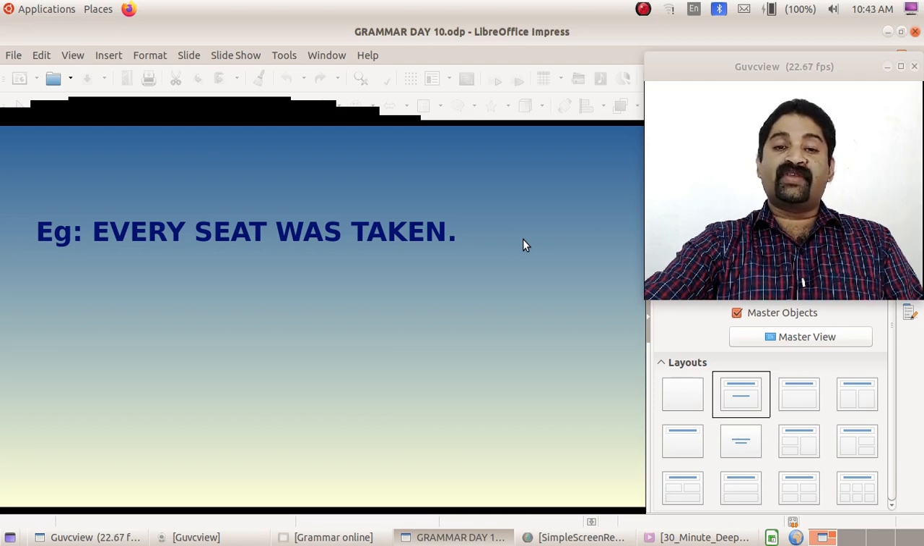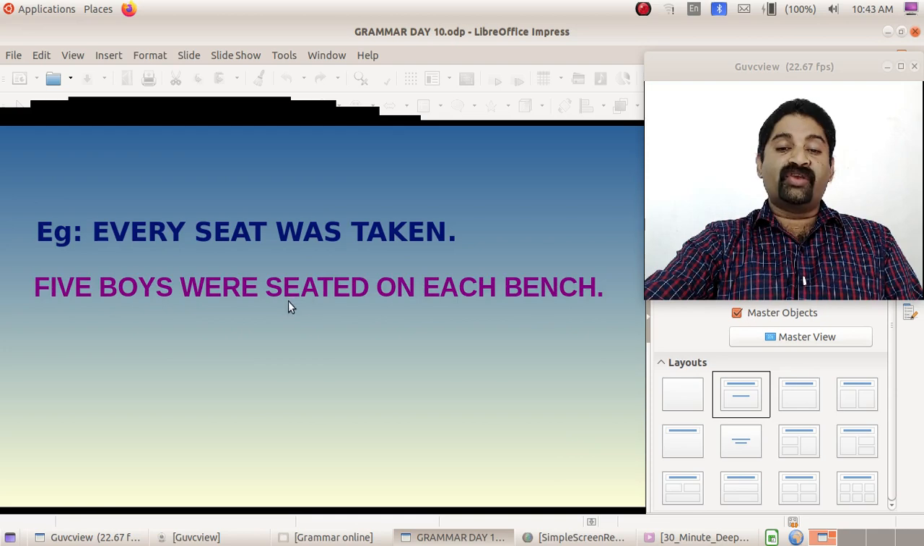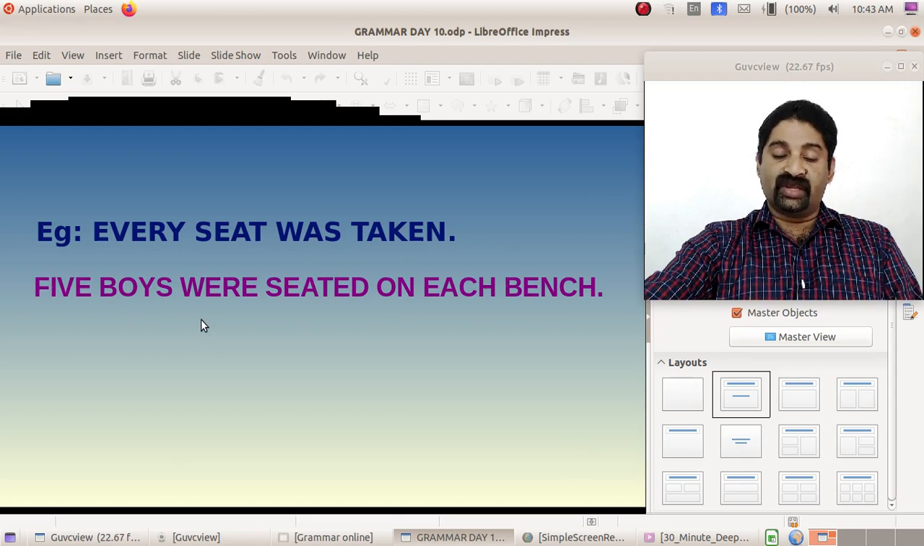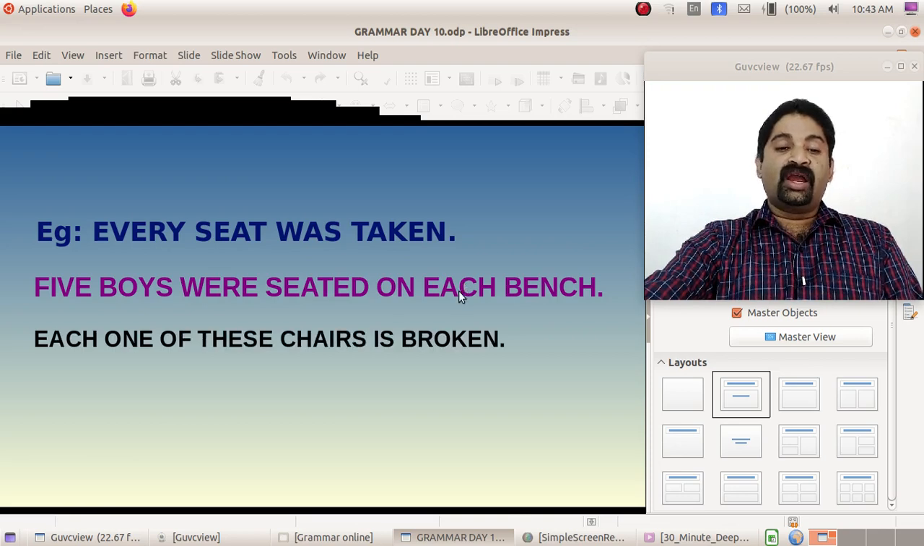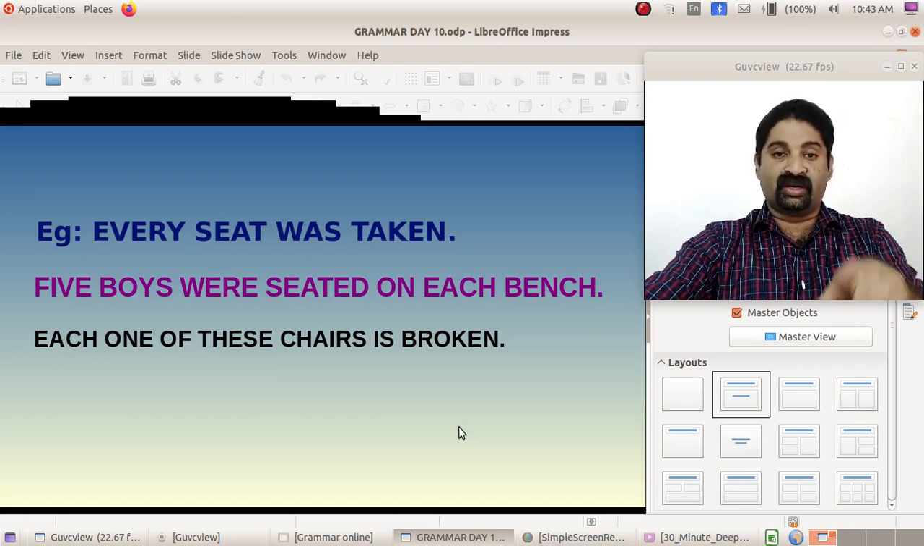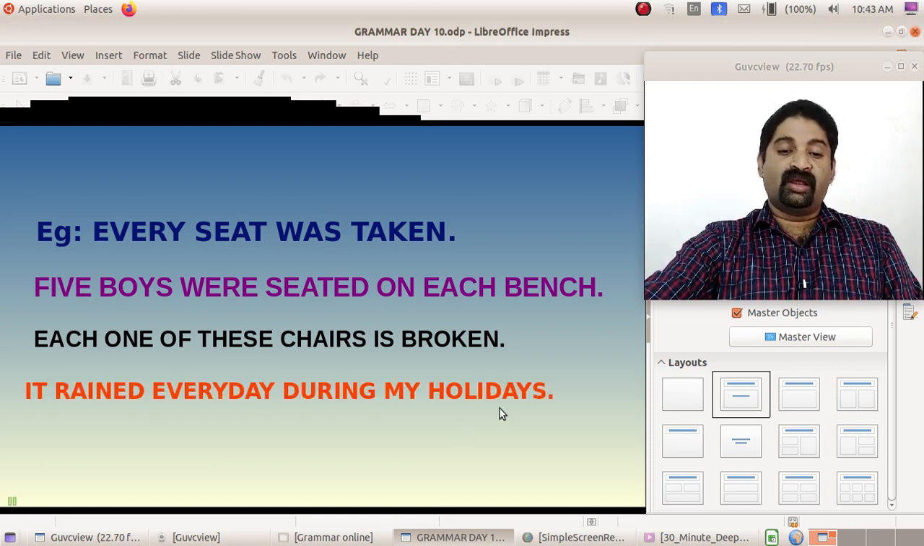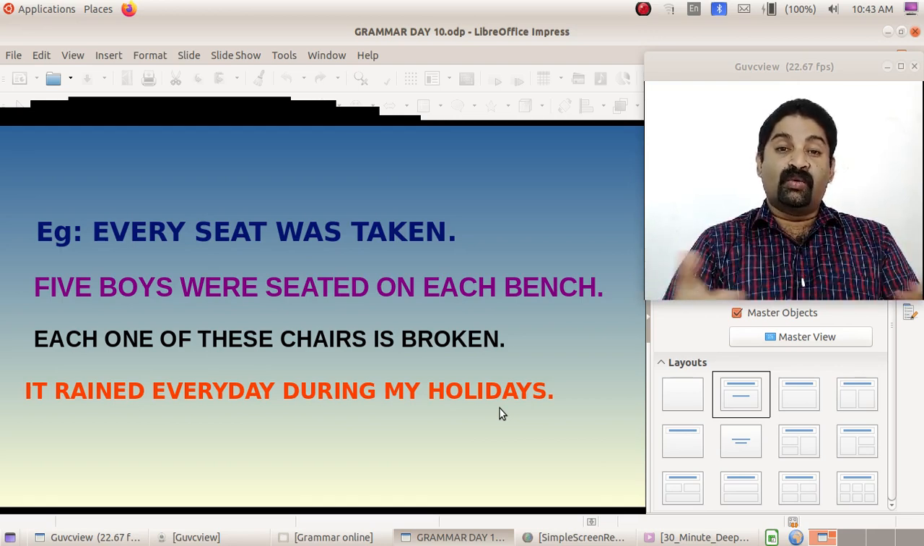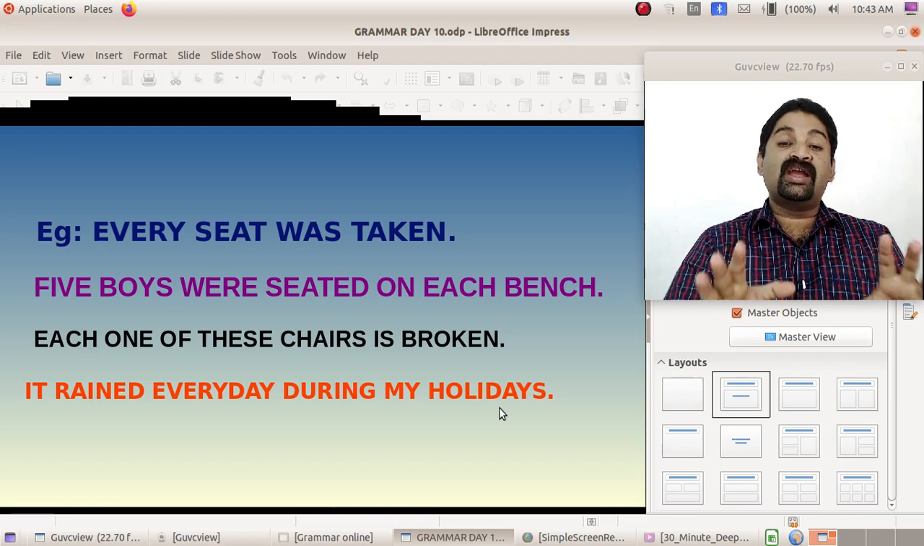Example: every seat was taken. Every seat was taken. How many seats, we are not sure. Five boys were seated on each bench. So the number is clear, specific, definite. Each one of these chairs is broken. Each one of these chairs, particular numbers are there. It rained every day during my holidays. How long were the holidays and how many days did it rain? It is not clear, but every day it rained.